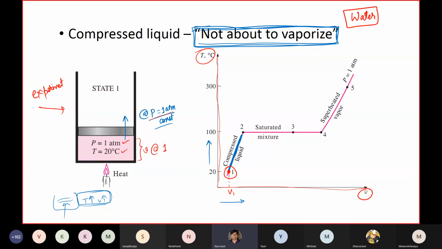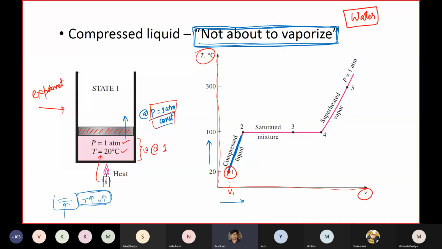The pressure I kept fixed by fixing the mass of the piston on top of it. Now what I am going to do is add heat into this particular piston-cylinder arrangement.